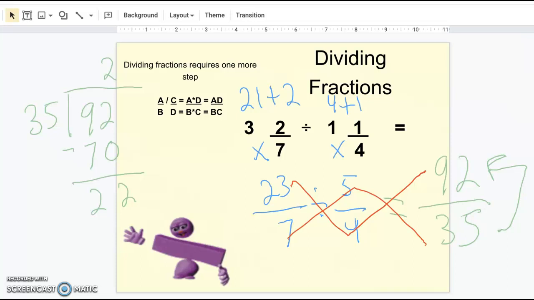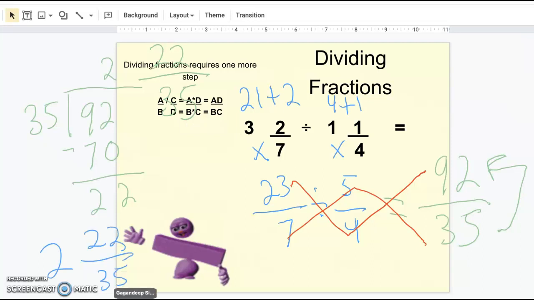So I got 2 and 22 over 35. And I'm sorry if you can't see that. I know the green probably isn't the best for that, my bad. Let me write that down here. 2 and 22 over 35, okay?